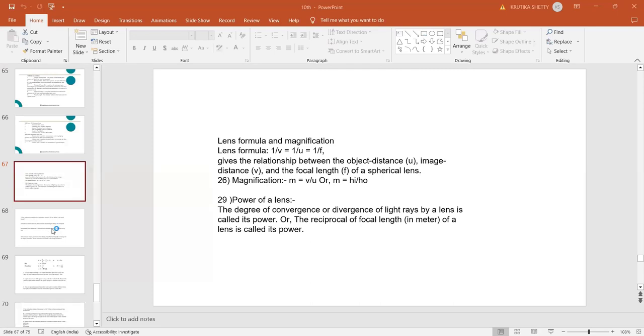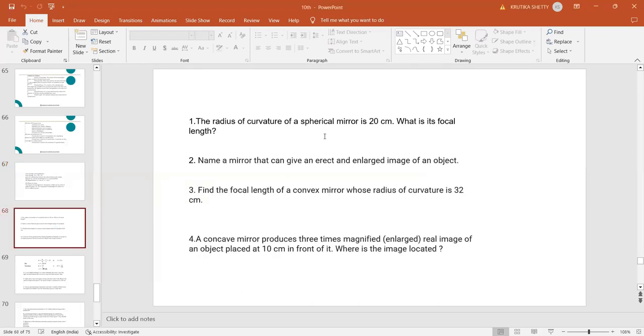So here are some of the questions for today's class. I think this Sunday you have a test also based on the light topic. There will be three papers: physics, chemistry, biology. Physics 10 marks, chemistry 10 marks, biology 10 marks.